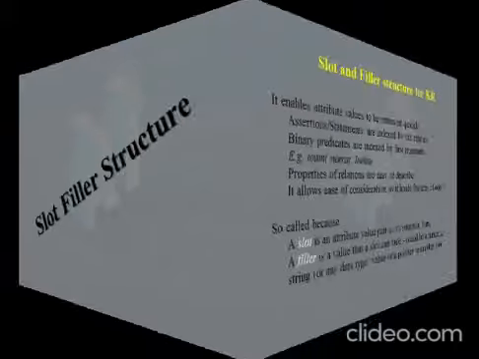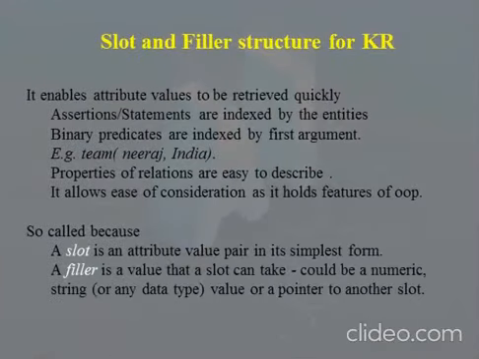Let us refresh slot and filler structure in artificial intelligence. We have been to this topic before in the previous module. This is actually used in the field of knowledge representation. It enables attribute values to be retrieved quickly. We can store attributes in the form of fillers. The values will be considered as fillers, and those can be accessed quickly by indexing them in a certain order.